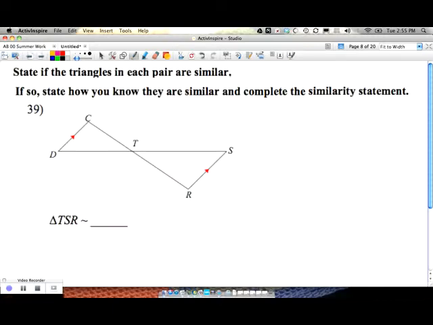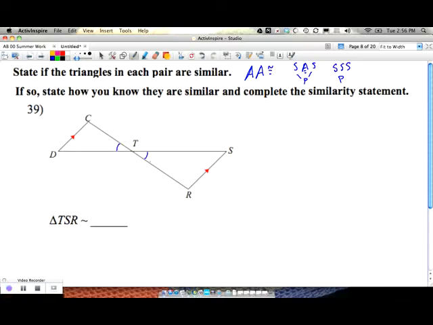Let's keep moving. All right. So we got to state if the triangles in each pair are similar. How do I know if they're similar? Well, I got 3 choices. I got either 2 angles that are congruent. I got a side and a side that are proportional with an angle that's congruent in the middle. Or I have 3 sides that are all proportional. They all have the same ratio. Let's look at what we have.